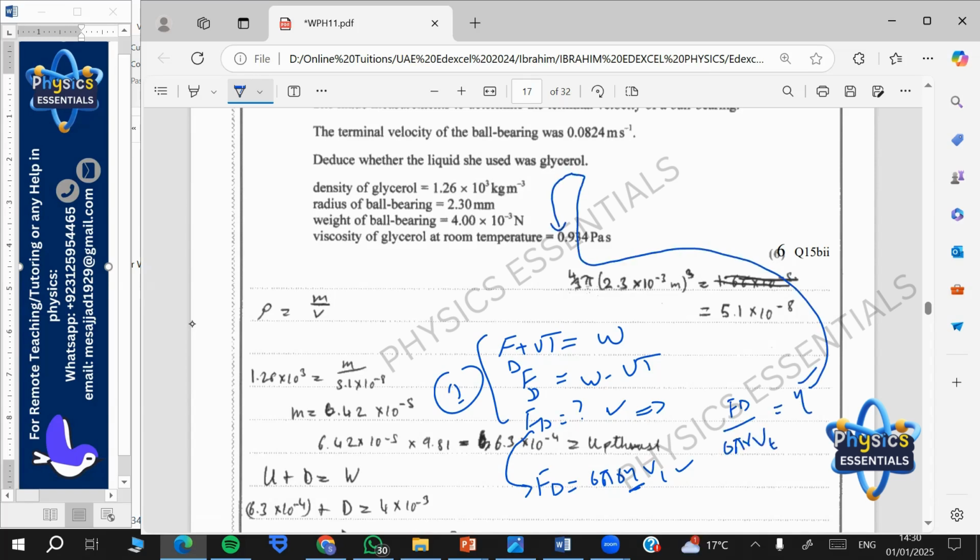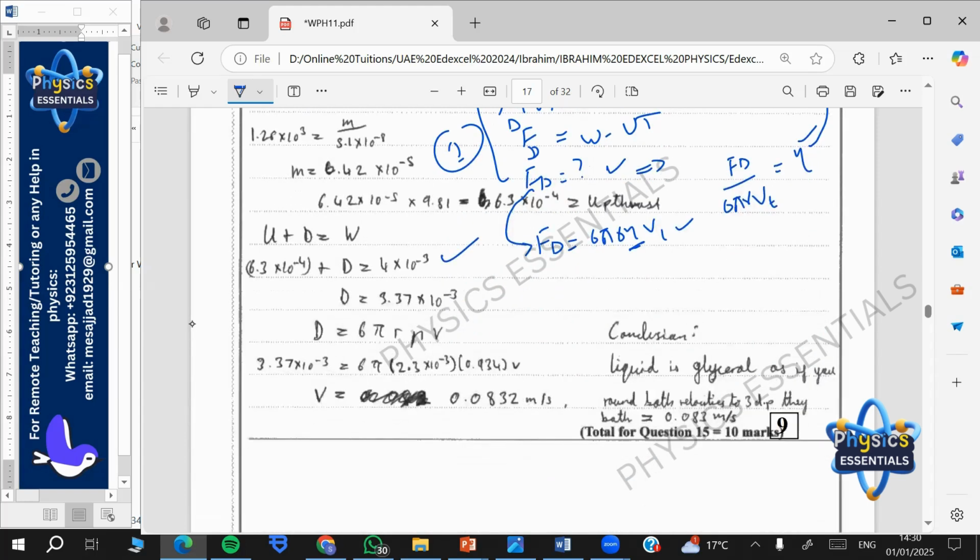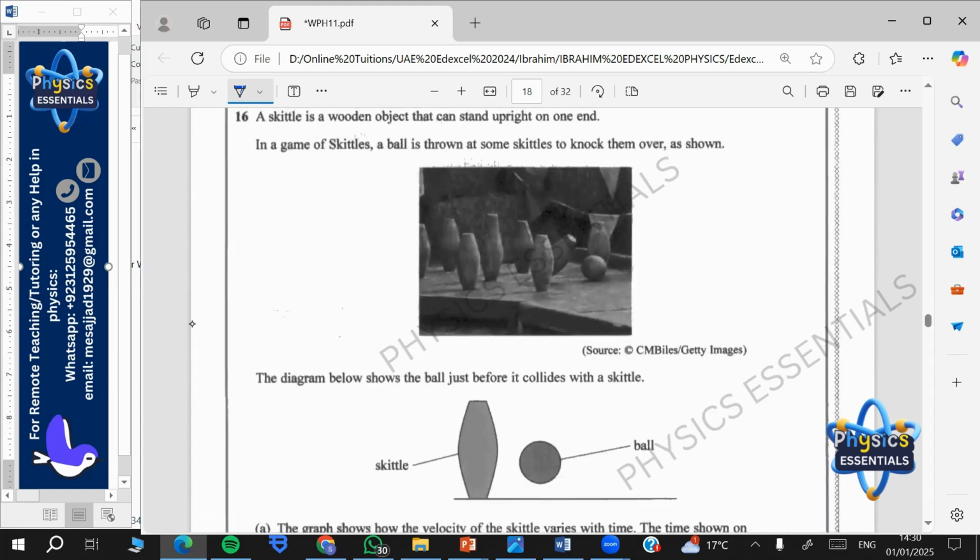Yeah, this one is 0.94. It means it was glycerol. So he did it well and he got the full marks. Okay. Question number 16. A skittle is a wooden object that can stand upright on one end.